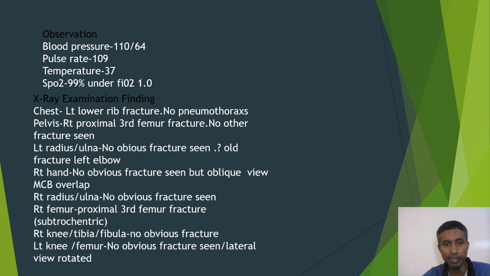Right radius and ulna, no obvious fracture seen. Right femur: proximal third femur fracture, subtrochanteric. Right knee, tibia and fibula, no obvious fracture. Left knee and femur, no obvious fracture seen, lateral view rotated.